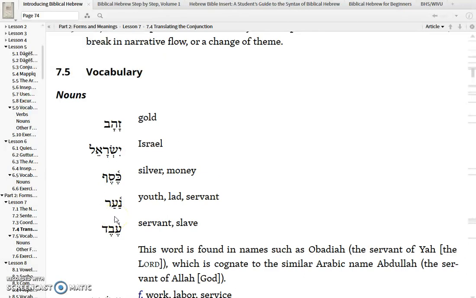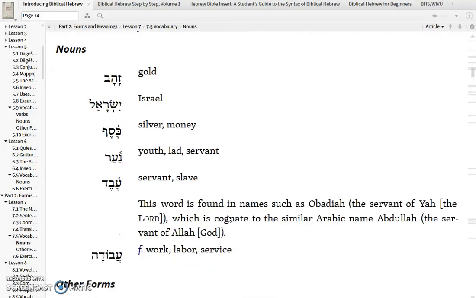And then you have na'ar, youth or lad or servant. Basic meaning is a subordinate of some sort. A youth or a lad would be a subordinate, but it can also refer to servants, who are called boys, as it were. And then you have eved. That's the usual word for a servant or a slave. You get that in the word Obadiah, which has the root of eved, and then also the word for Yahweh, Obadiah, servant of Yahweh.